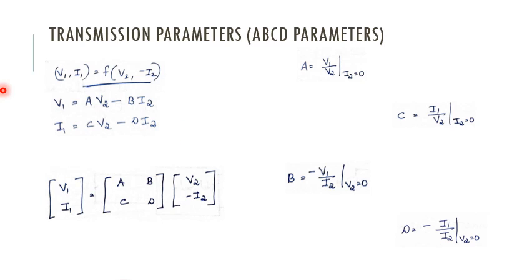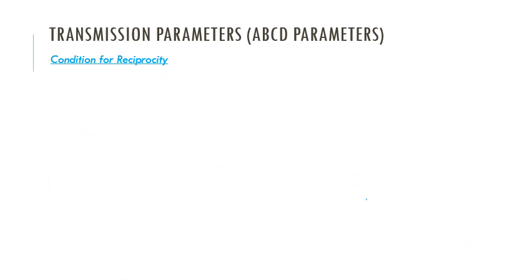The parameter A is the reverse voltage gain with output port open circuited, and C is the transfer admittance with output port open circuited, and B is the transfer impedance with the output port short circuited, and the last parameter D, which is minus I1 by I2, is the reverse current gain with output port short circuited. Then the condition for reciprocity.